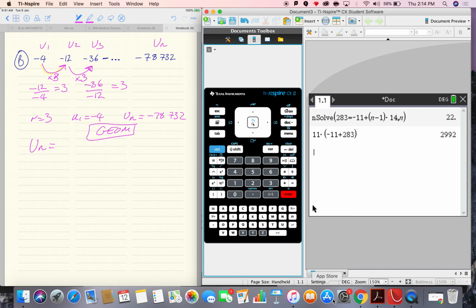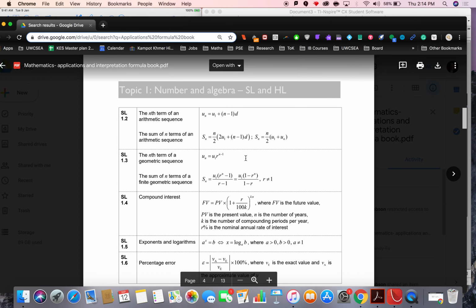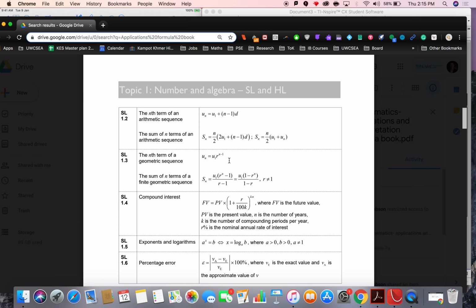So now we go to our formula book. And geometric, u of n equals u1 into r to the n minus 1. Just get rid of a little bit of that there, make it a little bit clearer. And notice the n minus 1 is all up in the exponent. Okay, so let's substitute what we know in. un, the last term, is negative 78,732. And we jump to the last term by starting at u1, the first term, negative 4, and multiplying it by r to the exponent, n minus 1. Remember, it's the n we're trying to find.